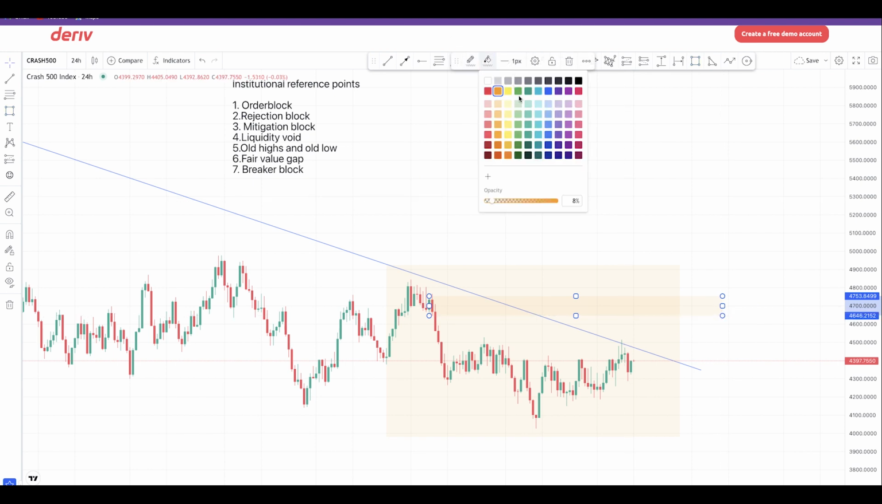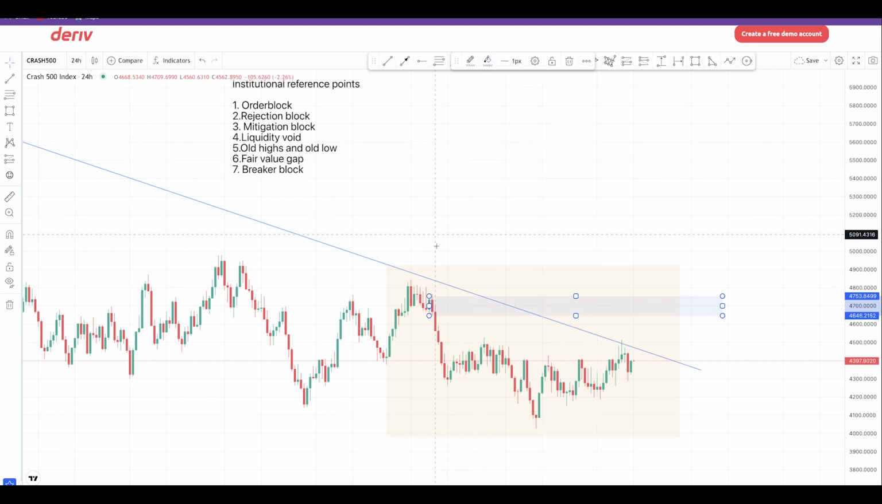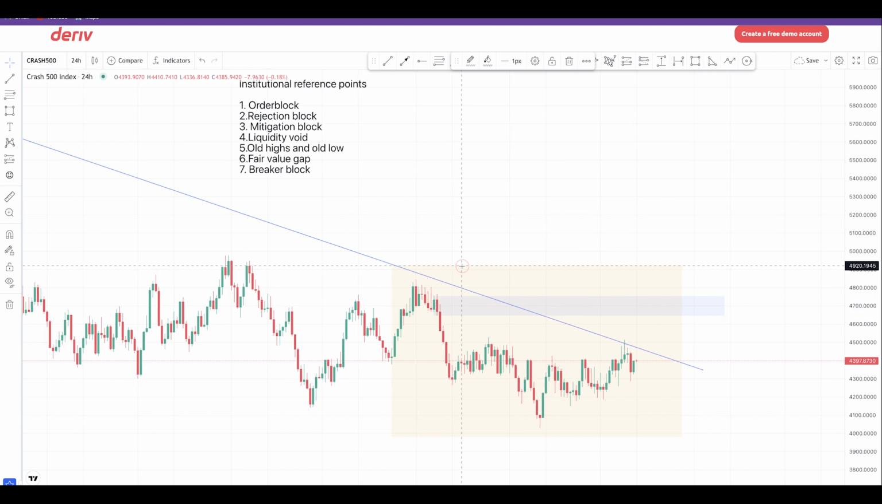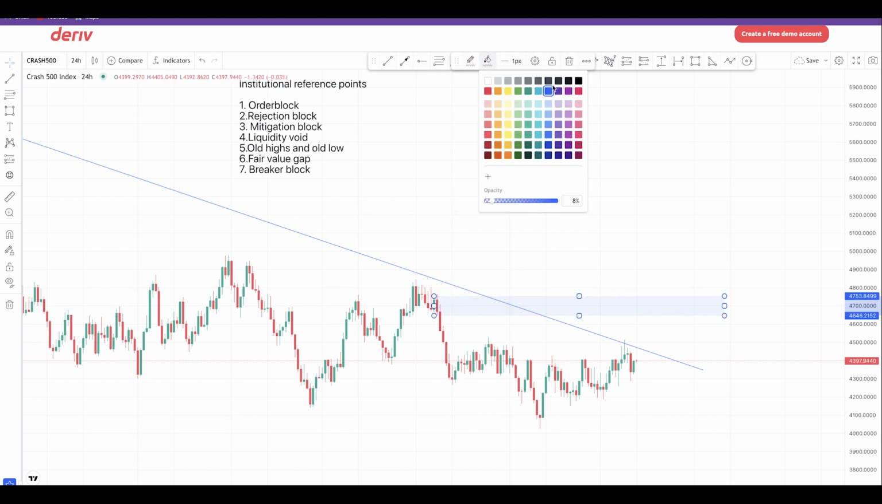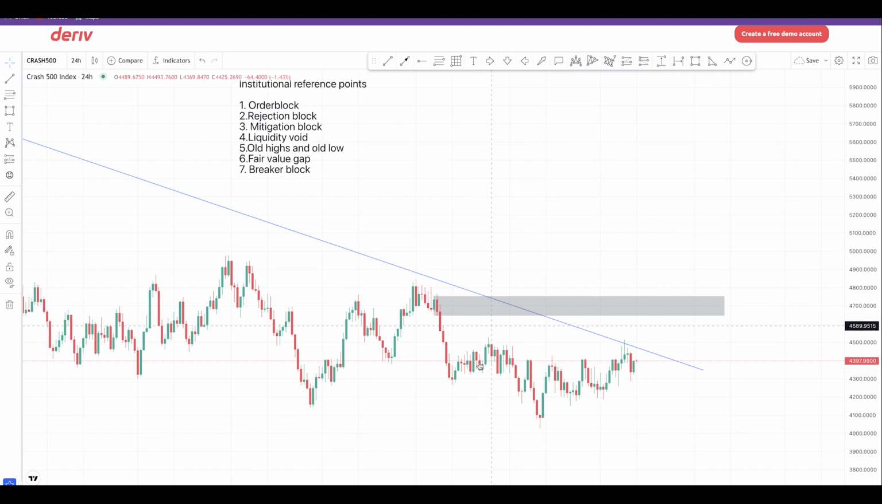Let me change the color for you to see it well. Let's use blue around this area. The reason why I didn't want to delete this yellow is because I said that our concentration is just around this area, or better still, I can delete it so that we continue. Yeah, so this is the first order that was taken by the big boys or the big players.